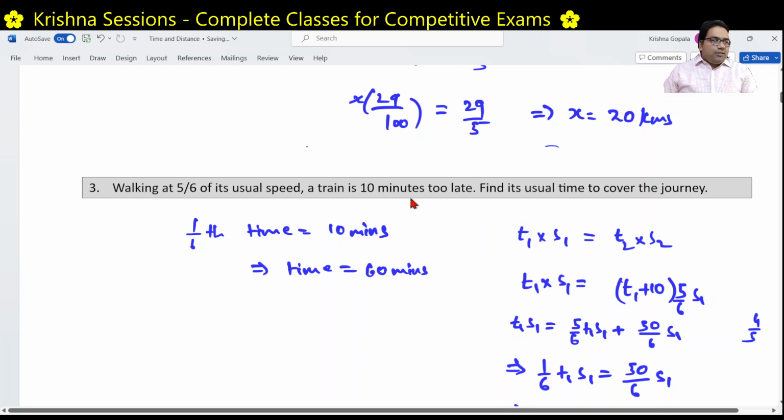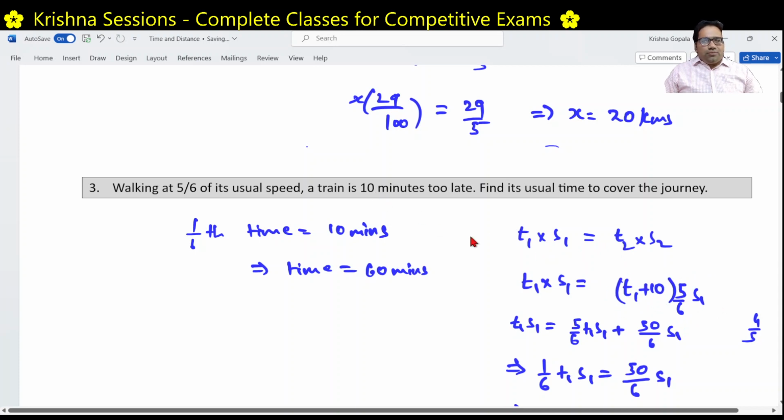What does that mean? That means the train is taking 10 minutes more to reach the station. Right, so t1 plus 10 into, what is the second speed? Second speed is 5 by 6 of the usual speed, 5 by 6 of s1. s1 is the original speed, t1 is the original time. So t1 into s1, that is the distance the train travels at speed 1 for t1 time, is equal to the distance it travels at 5 by 6 s1 speed. The speed is slower and the time is 10 minutes more.